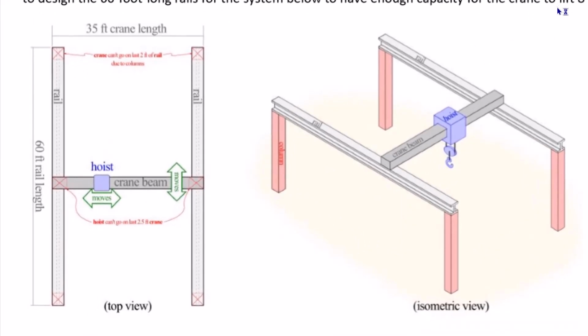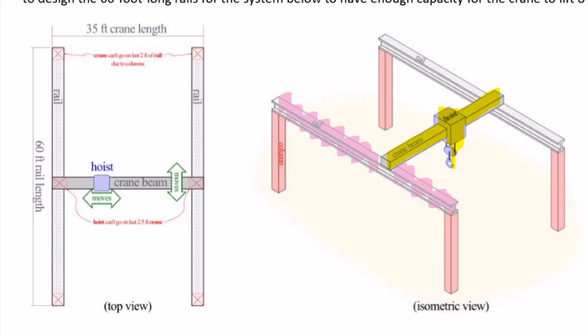Fundamentally, you've been asked by a client, and this client has a boat building shop, and they've bought this crane and hoist system. You can think that the crane has a 35-foot span, has a hoist that can move left and right along that crane beam. So they've bought that off the shelf. And what they need you to do is to design these rails. These rails right here are going to be made out of wide flange sections, also commonly known as I-beams. They're 60 feet long.